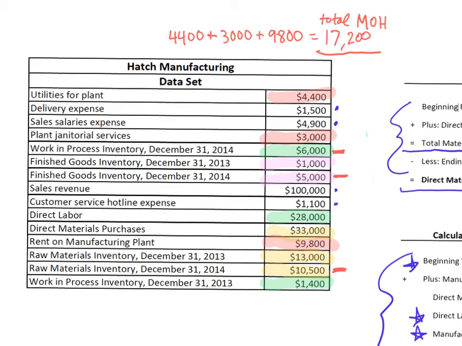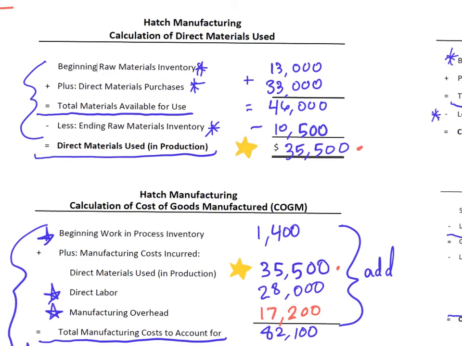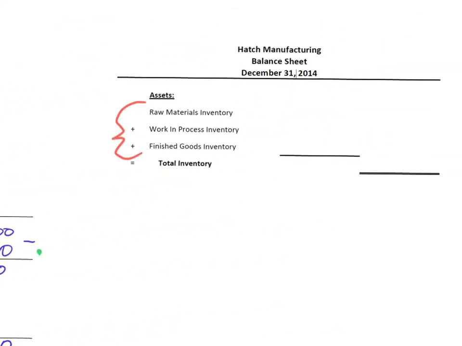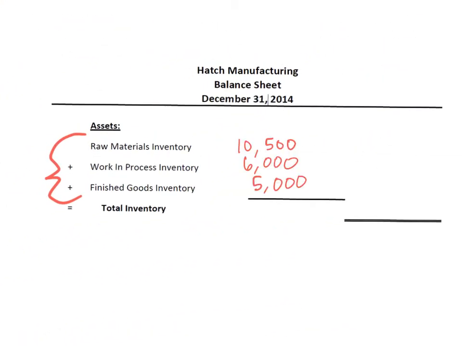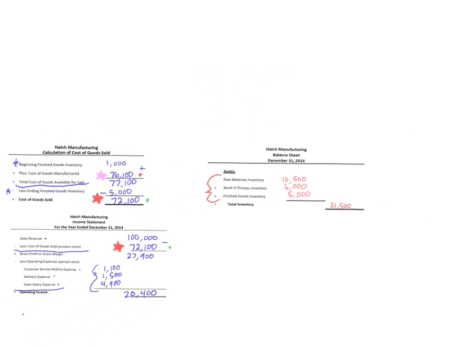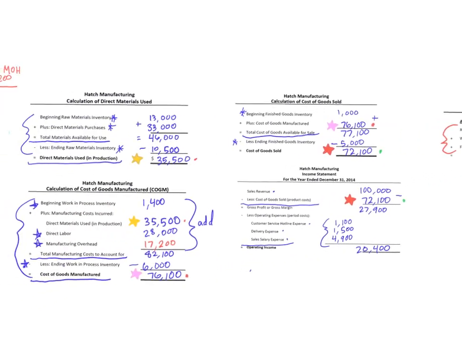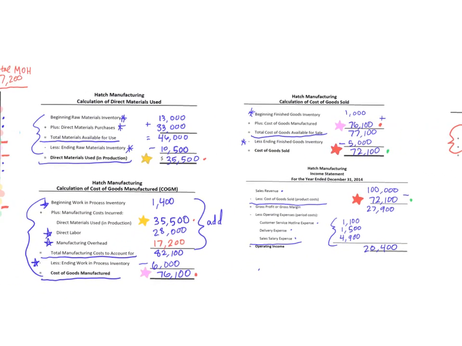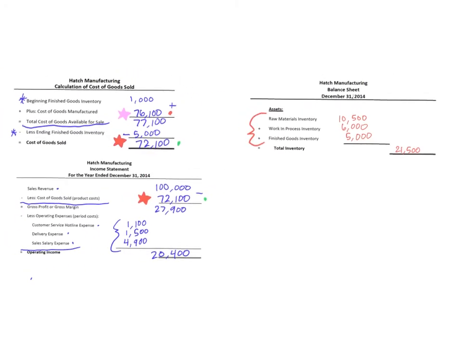Once we've looked at those figures, once again, we'll just go back and fill them out on our balance sheet here. Once we've done that, we calculate total inventory to be $21,500, and this is what would be reported on our balance sheet at the end of the period for inventory. This concludes our exercise where we calculated 3 different manufacturing schedules and then also an income statement and a partial balance sheet.